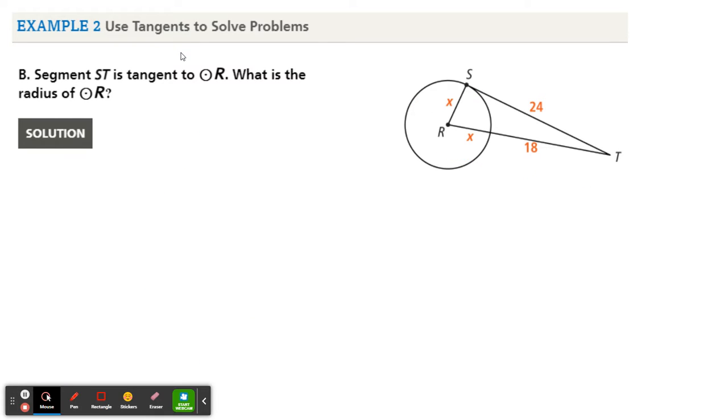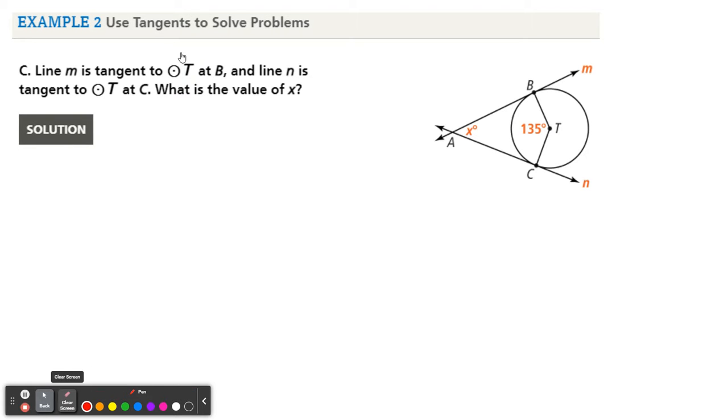And last but not least, C. Now it says line M is tangent to circle T at B, and line N is tangent to circle T at C. What is the value of X? Now we're looking for this missing angle. We need to remember that when a tangent line intersects the circle and meets that radius, it creates a right angle here, and same thing down here. We have two right angles.